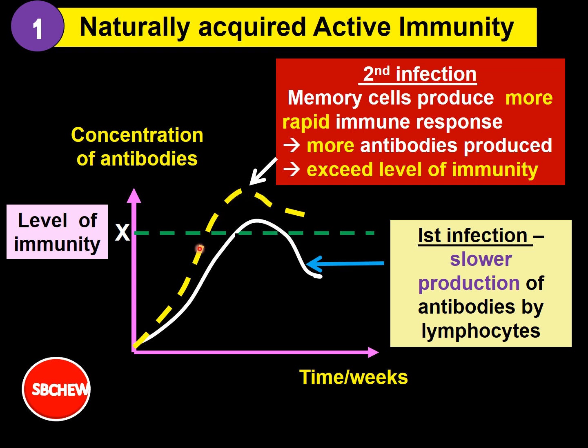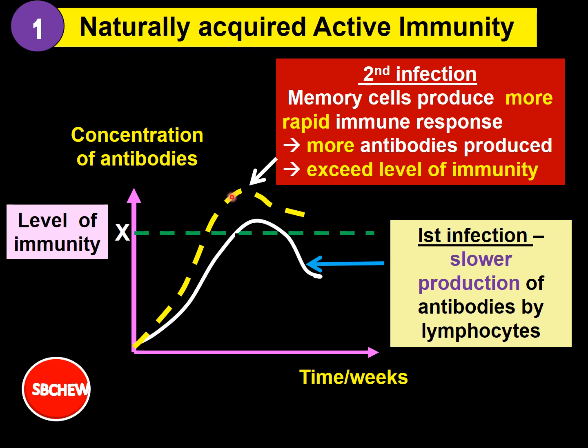What happens in the second infection? Let's say a few years later or a few months later, he gets infected with the chickenpox virus again. Now, the second time round, he already has these memory cells, which are lymphocytes that can produce the same type of antibodies against the chickenpox virus. So these memory cells will cause a more rapid immune response. More antibodies will be produced and more quickly too. So the graph here is steeper than the white graph, and the peak here is higher than this one here.